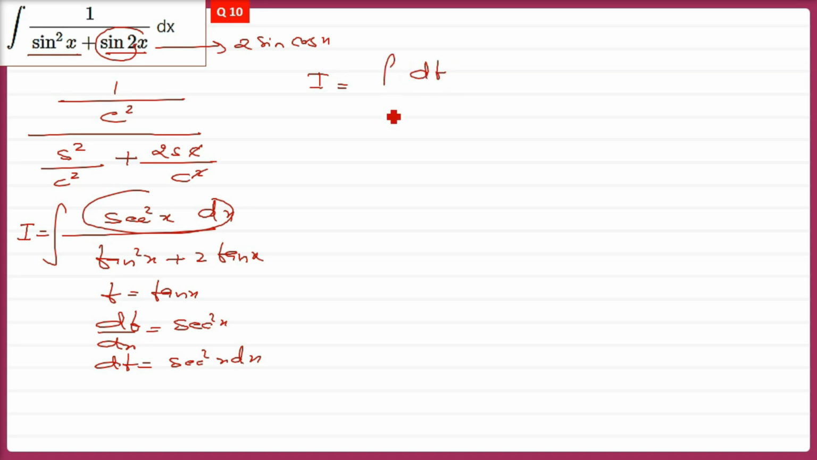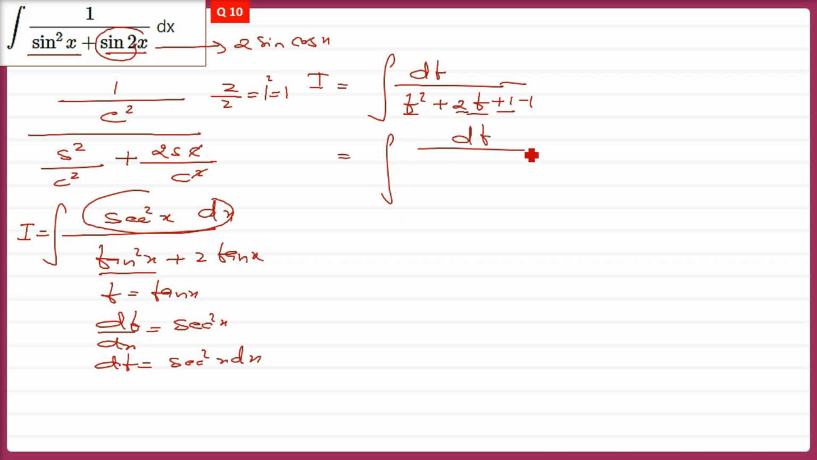dt numerator, tan square x plus 2 tan x, which is t square plus 2t. But we have to make something out of the denominator. Divide 2 by 2, you will get 1, square it, and then add it and subtract it. This is how we make the perfect square. So a square plus b square plus 2ab, dt divided by t plus 1 whole square. t square plus 2t plus 1 is t plus 1 whole square. What is remaining? Minus 1 square.